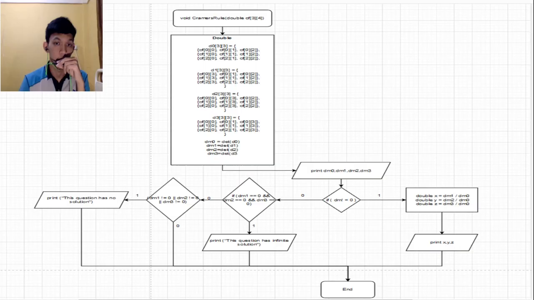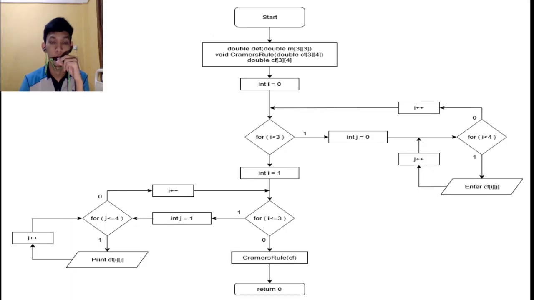And the next condition is if determinant 1 is not equal to 0, or determinant 2 is not equal to 0, or determinant 3 is not equal to 0, we're going to print that this equation has no solution. After that, we're going to go back to the main function, and the main function will return 0, so the system will end. I think that's all for the flowchart part. Thank you.